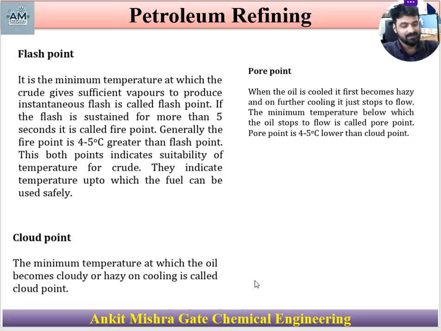Now coming to the next, the pour point, where you can see that when the oil is cooled, at first it becomes heavy, and on further cooling it just stops flowing, right? The flow of oil will stop there. So the minimum temperature at which the flow of oil stops is called the pour point, and the pour point is generally lower than the cloud point by 4 to 5 degrees centigrade. So this is lower than the cloud point.